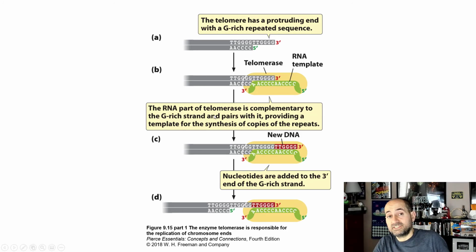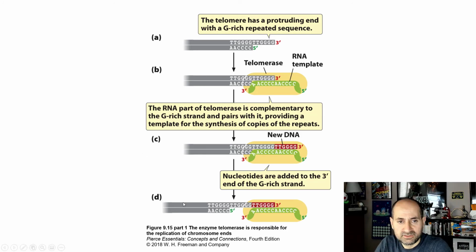So what do we do to take care of that? Well, there's a special enzyme involved. Let's look at figure 9.15. The enzyme telomerase is responsible for replication of the chromosomal ends. Without telomerase, your chromosomes would shorten every time the DNA is copied and every time the cell gets replicated. So take a look here. The telomere has a protruding end with G-rich sequences. So at the telomere, you have a protruding end with G-rich sequences.